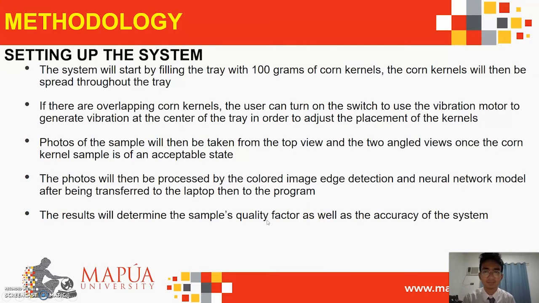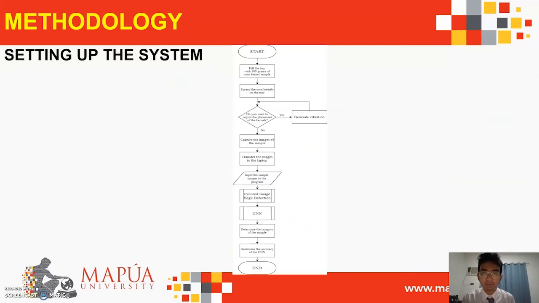Setting up the system. This is the flowchart for setting up the system. The system will start by filling the tray with 100 grams of corn kernel sample. The corn kernel sample will then be spread throughout the tray.